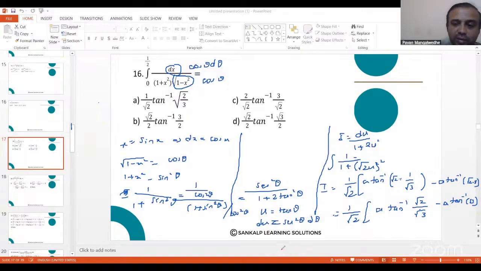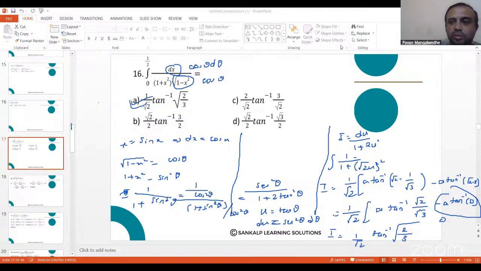So finally, I, the integration, is equal to 1 by root 2 into tan inverse of, for the whole thing, it will become 0 naturally, and this comes under the common rule, root 2 by root 3. So 1 by root 2 into tan inverse of root 2 by 3. Option A is the correct one. So option A is the right one. Just mark it down and copy this.